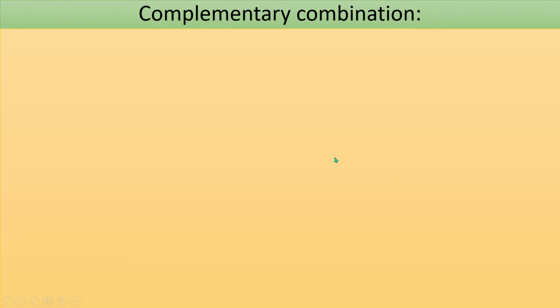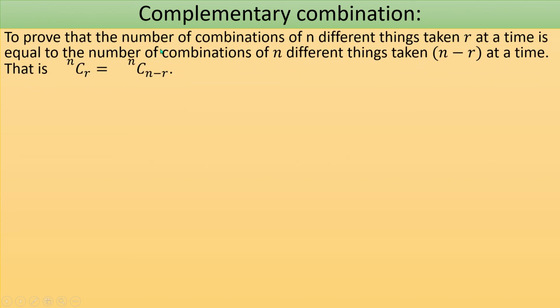Complementary combination. To prove that the number of combinations of n different things taken r at a time is equal to the number of combinations of n different things taken n minus r at a time, that is nCr equals nC(n minus r). It means from n different things taken r at a time, this is a number of combinations, and n different things taken n minus r, this is another number of combinations, but this and this are equal.